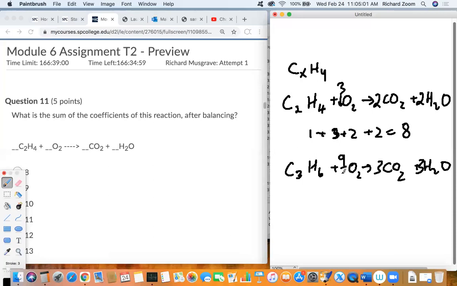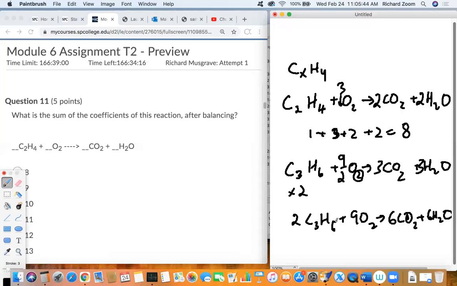To balance the oxygens, we really need 9 divided by 2, 9 over 2, because you've got the O2 over here. But that's a fraction, so we need to multiply everything by 2. We get 2 C3H6 plus 9 O2 gives 6 CO2 plus 6 H2O. If you do that, you can see we end up with 6 carbons, which matches, 12 hydrogens, which matches, and then the oxygens, we've got 18, and then 12 plus 6 is 18. So the oxygens all balance as well.